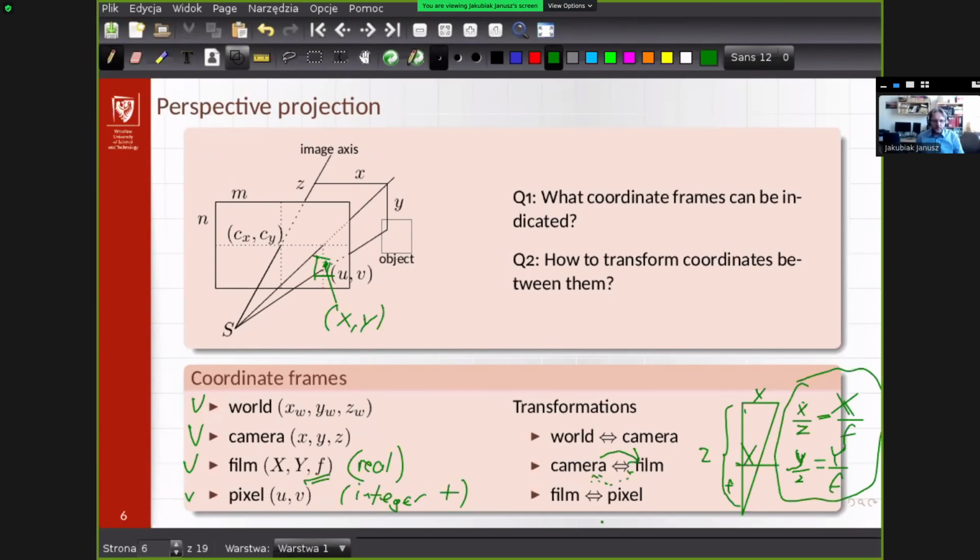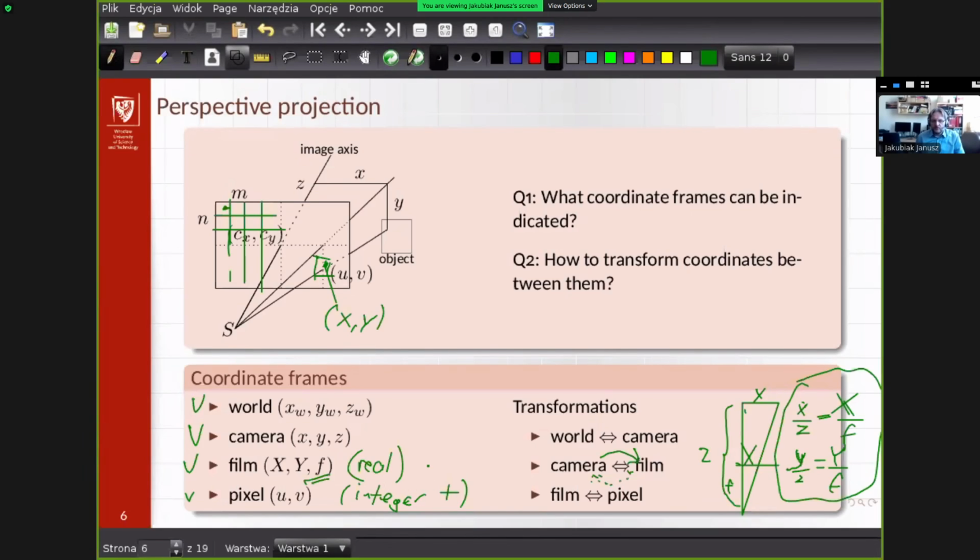Okay, and what happens last? We have the film to pixel projection, and this one becomes quite simple. So if you imagine that you have a division of the image more or less on an equal grid, if your point hits, for example, this position, you can just round it to the proper integer value and get the answer, how to transform the film coordinates, which are real, to the pixel coordinates, which are integer.